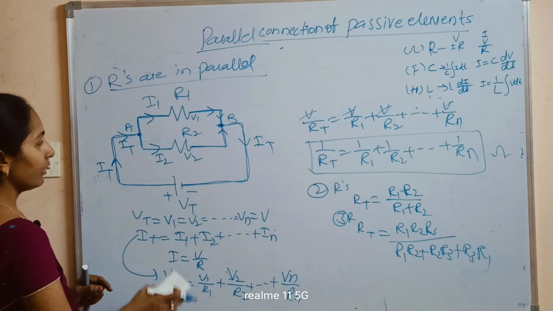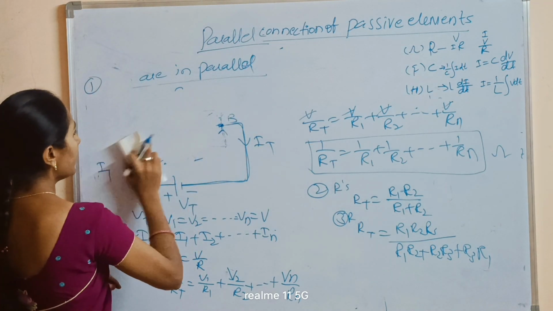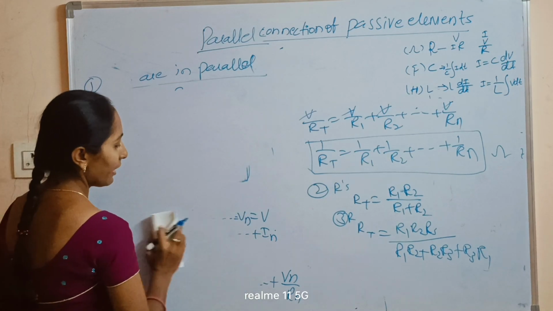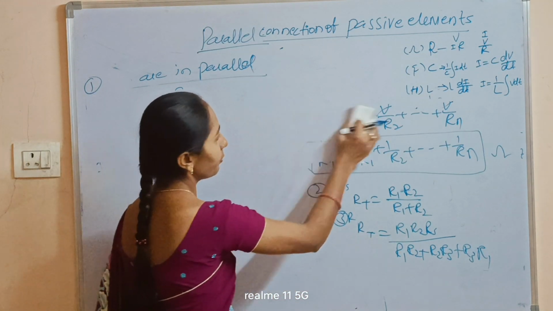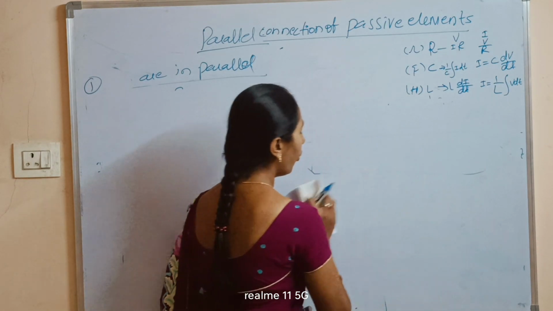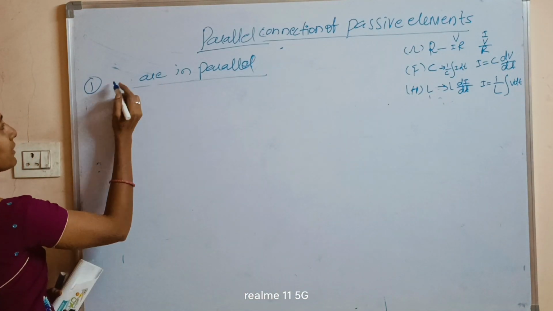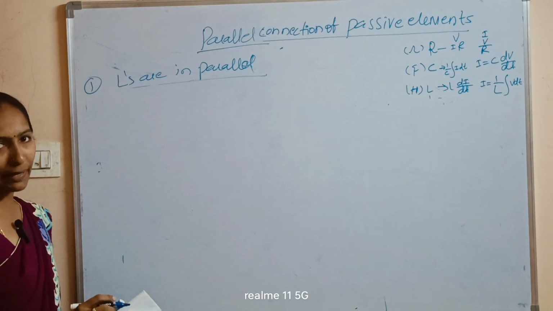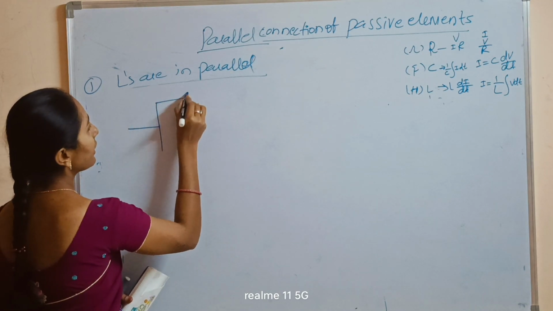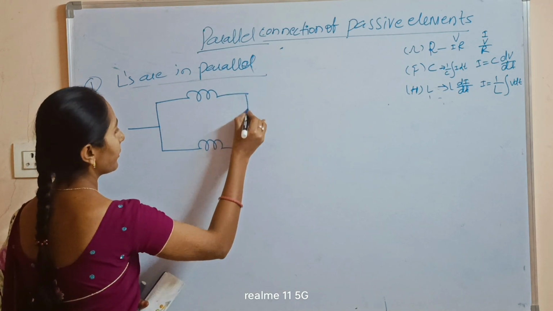Resistors are in parallel. Resistors are completed in parallel connection: 1 by R total equals 1 by R1 plus 1 by R2 plus 1 by R3 plus so on 1 by Rn. Resistance is measured in ohms. Now coming to inductors. So inductors are in parallel. Again the same circuit, but with inductor elements.